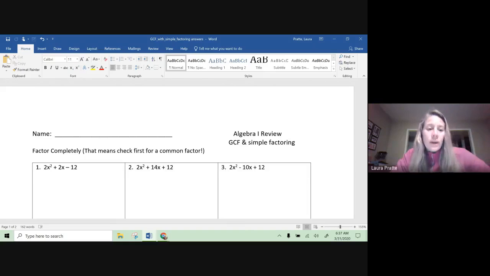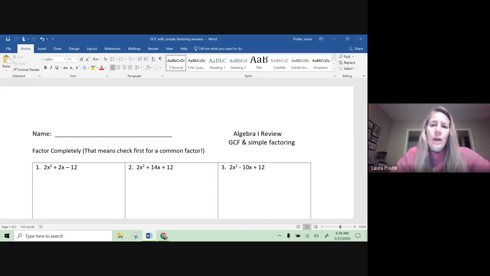So you'll notice the directions on this page say factor completely. So whenever you see factor completely, that basically means two things. One, it means you should always check for a greatest common factor first. If you do have a GCF among the different terms of your polynomial, you should definitely factor that out. It also means that if there are multiple steps of factoring that can be completed, you should complete all of them in order to get the final answer.